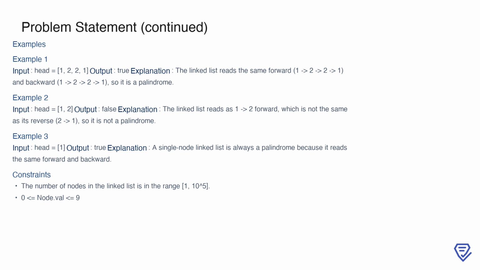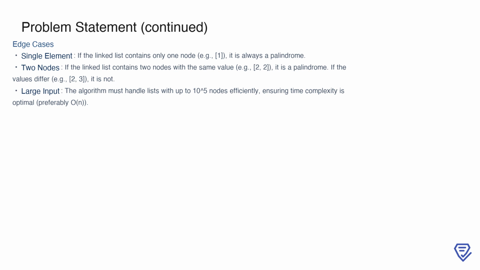Keep in mind the constraints. The list can have up to 100,000 nodes, and the values in each node are integers ranging from 0 to 9. Now let's consider some edge cases. First, if the linked list contains only one node, like 1, it is always a palindrome because there's no reversing involved, it's the same in both directions.